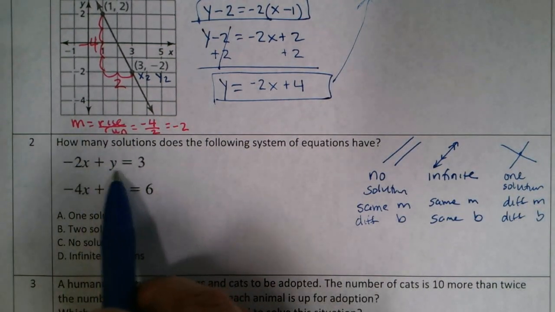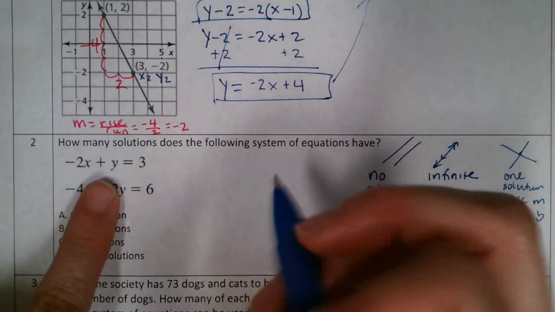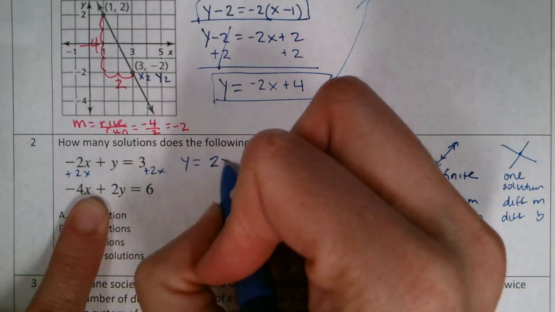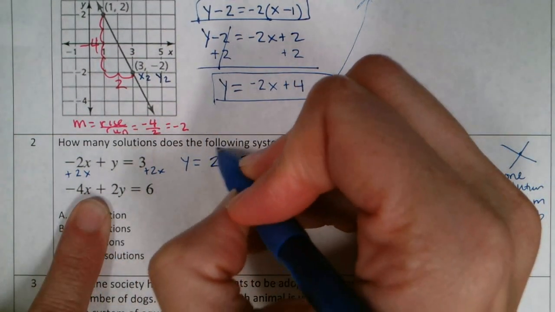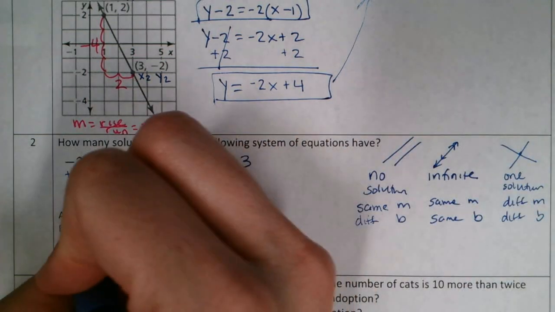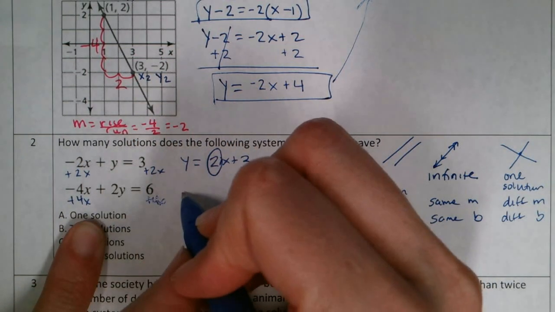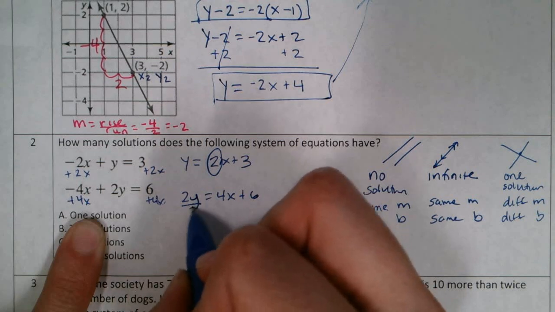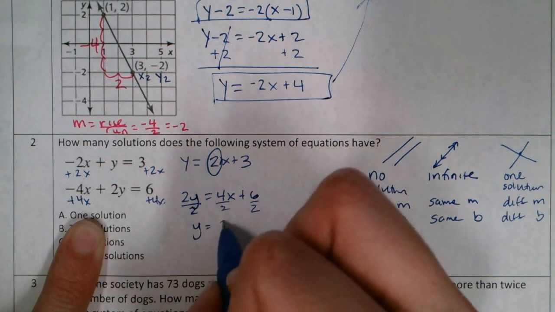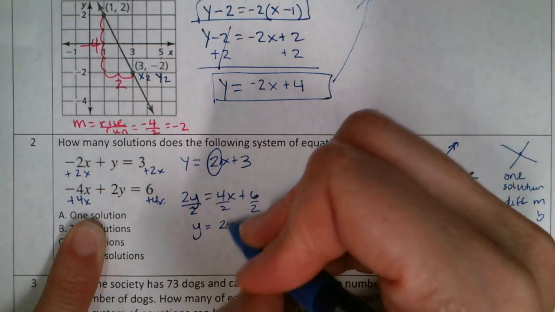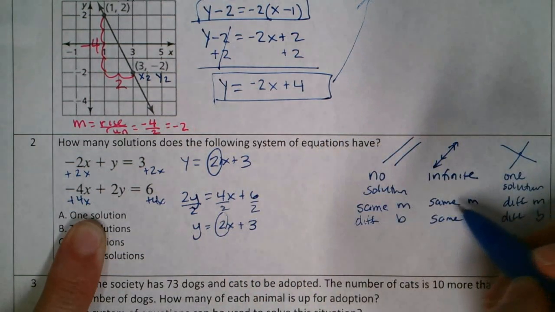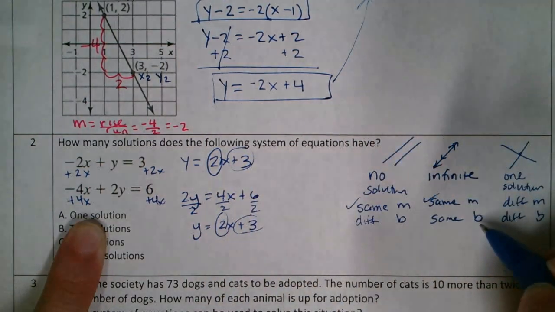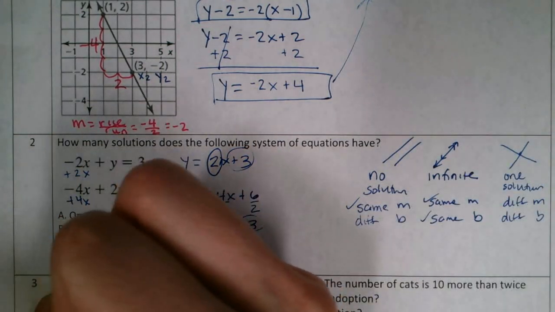So if I can decide what the slopes are for these by getting them into slope intercept form, I need to move this 2x over to the other side. This is going to be y equals 2x plus 3. So I see that my slope is 2. For this one, I'm going to have to add 4x. So that's going to give me 2y is equal to 4x plus 6. I'm going to have to take one more step. I'm going to have to divide everything by 2. And I get y is equal to 2x plus 3. And I see that my slope is 2. So same slope. Y-intercept is 3. Y-intercept is 3. Same y-intercept. So this is going to be infinite solutions.